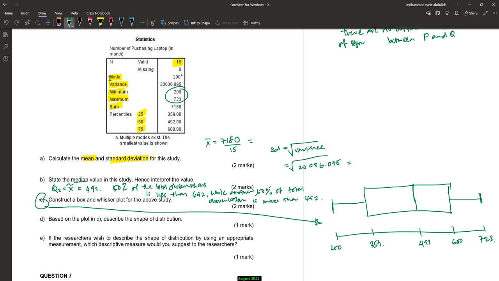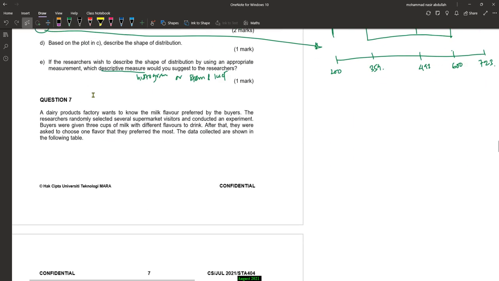If the researcher wishes to describe the shape of a distribution using an appropriate measurement, which descriptive measure would you suggest to the researcher? So if we want to look at the distribution, we can use either a histogram or a stem and leaf plot, right? Both of them can show the shape of the distribution as well.